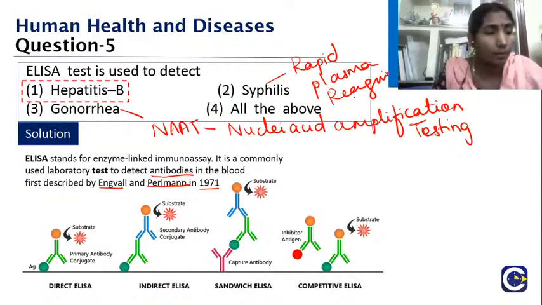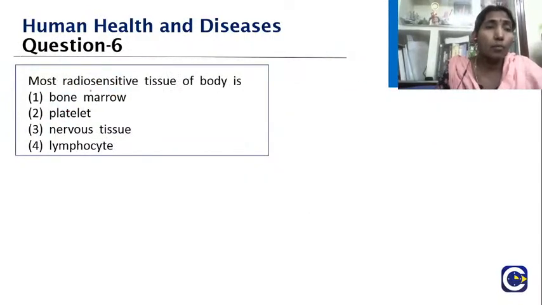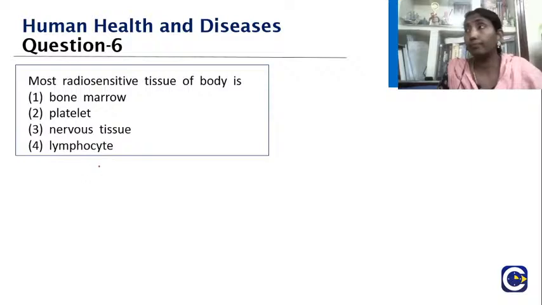Coming here, most radiosensitive tissue of the body is bone marrow, platelet, nervous tissue and lymphocyte. What should be your answer?